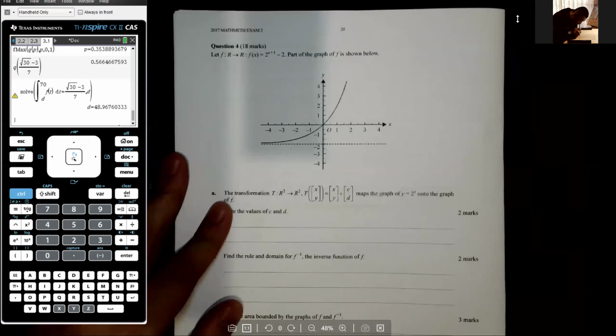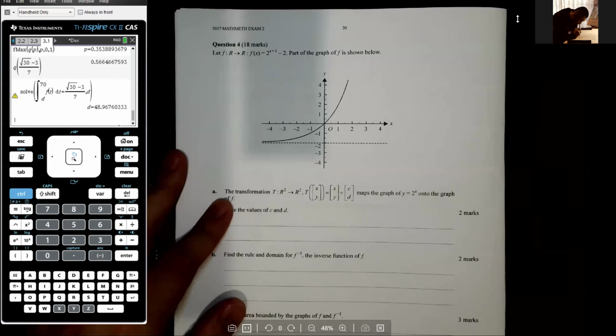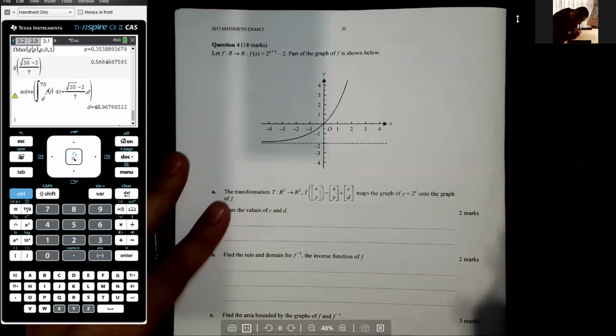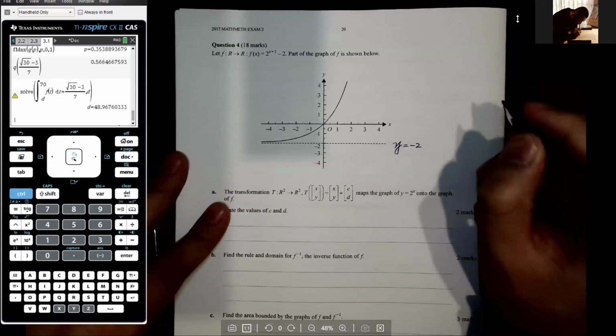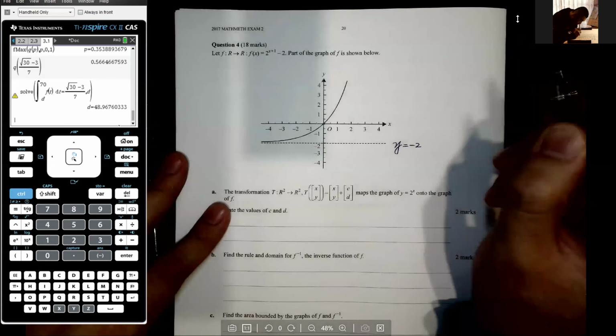Okay, f of x is 2 to the power x plus 1, minus 2. Part of the graph of f is shown below. So immediately I can identify y equals minus 2 as a horizontal asymptote. It's cutting through 0, 0.